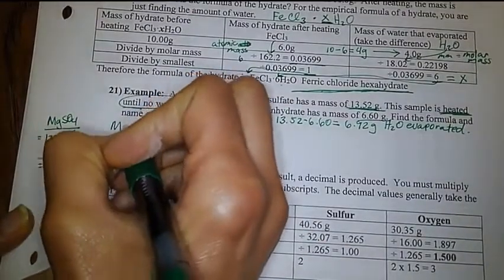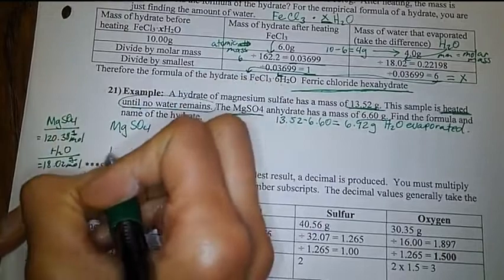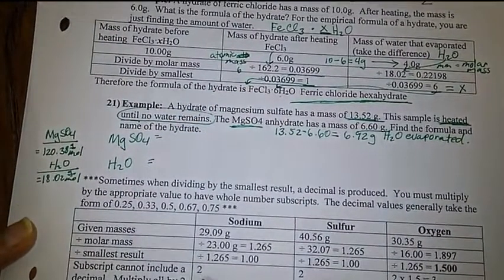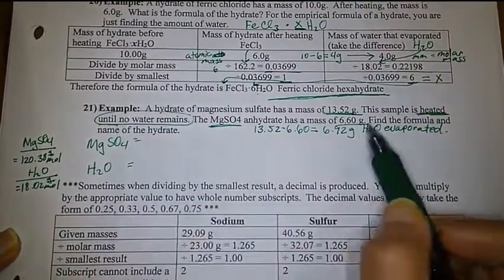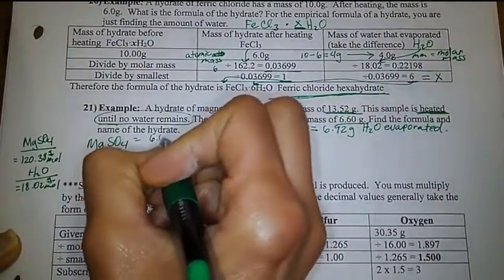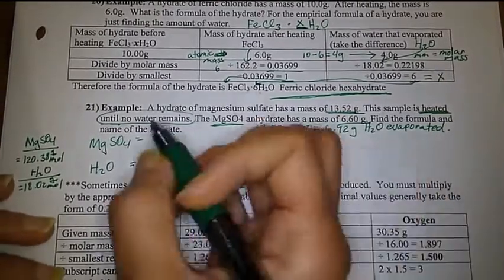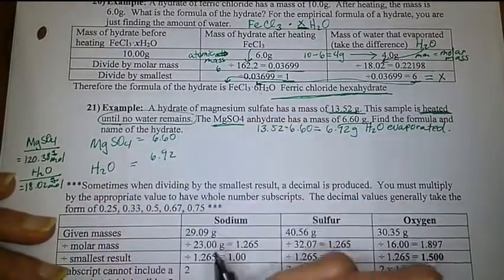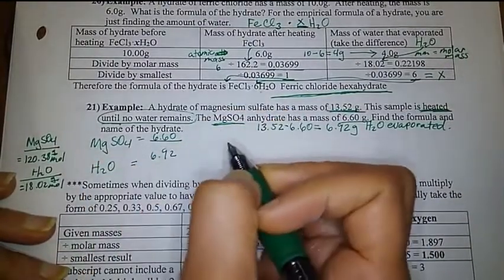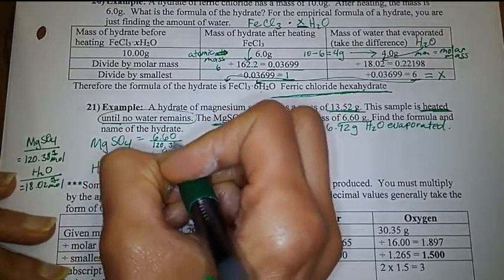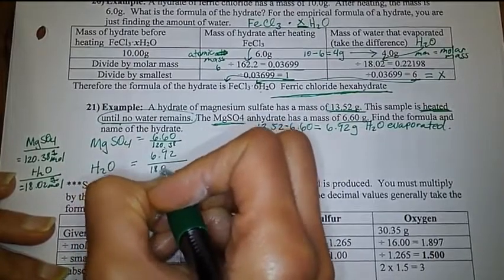So let's start off with magnesium sulfate and H2O. For the magnesium sulfate that we have, the mass is 6.60. So we're going to start off with the mass of it. No need to write grams, because we're going to do so much more to find out the formula. We also know the mass of the water, which is 6.92 grams. We're going to divide by the molar mass of each substance, so divided by 120.38 and divided by 18.02.